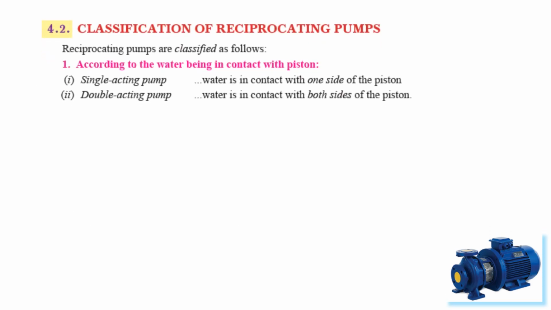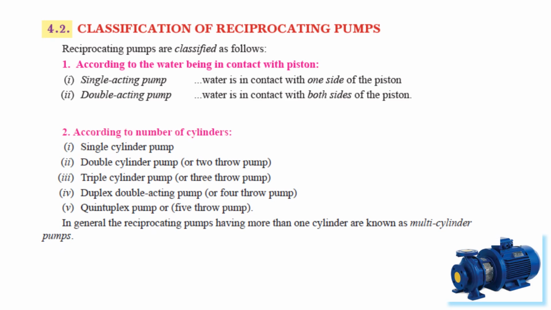The classification of reciprocating pumps is usually single acting pump and double acting pump. When the piston acts on one side, we call it a single acting pump. When the piston acts on both sides, we refer to it as a double acting pump. According to the number of cylinders, it is single cylinder, double cylinder, triple cylinder, and duplex double acting.